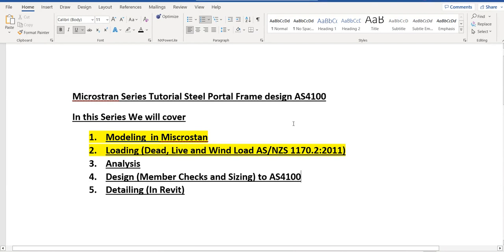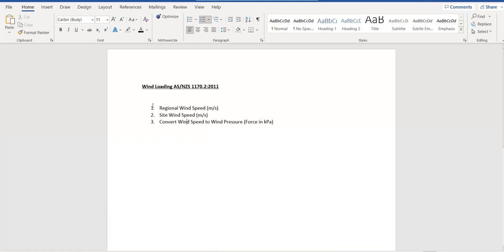So today we're going to start defining a wind load. For wind load, you need only 3 steps. The first thing that you need to get is the original wind speed. Secondly, you need to get the side wind speed. And finally, convert the side wind speed into wind pressure.